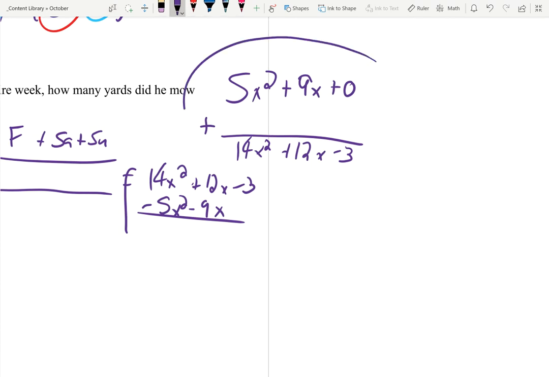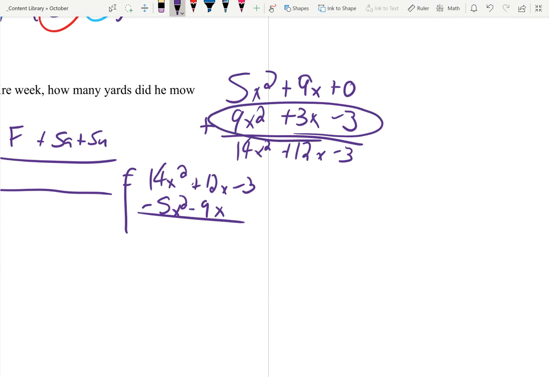So starting with this top one, if you did it this way, you're at 0 and you end up at -3, so you must be just subtracting 3 to get that, right? 0 minus 3 leaves you with -3. You're at 9x, and then you're adding something to make 12x, so you must be adding 3x, because 9 plus 3 makes 12. And then you're at 5x squared, but you end up with 14x squared. So 5 plus something makes 14. That's going to be 9x squared. Right? So you can do it that way, fill in that gap, and you have your result.